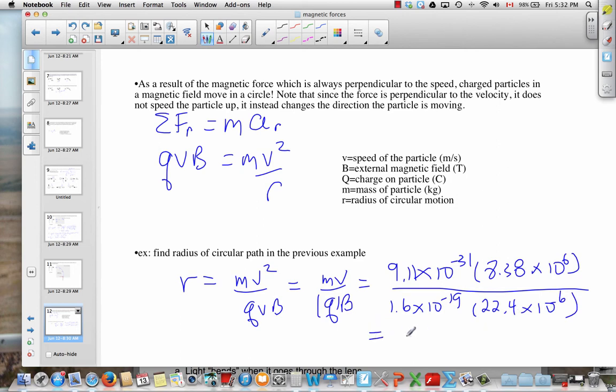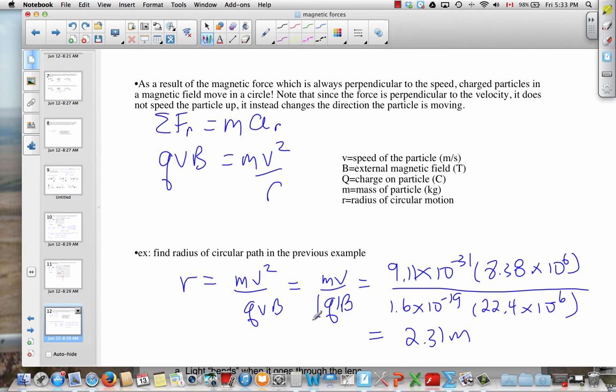And when you work that out, you find it's about 2.3 meters. So you would need a really large area there to turn that electron around in a circle, just because it's going so quickly. If it was moving a bit more slowly, with a bit less speed, you'd have less radius. So that concludes our lesson here on magnetic forces.